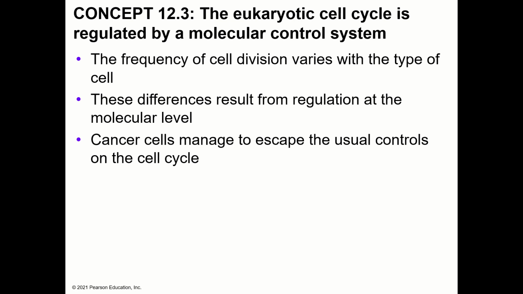Concept 12.3. The eukaryotic cell cycle is regulated by a molecular control system. The frequency of cell division varies with the type of cell. These differences result from regulation at the molecular level. Cancer cells manage to escape the usual controls of the cell cycle.